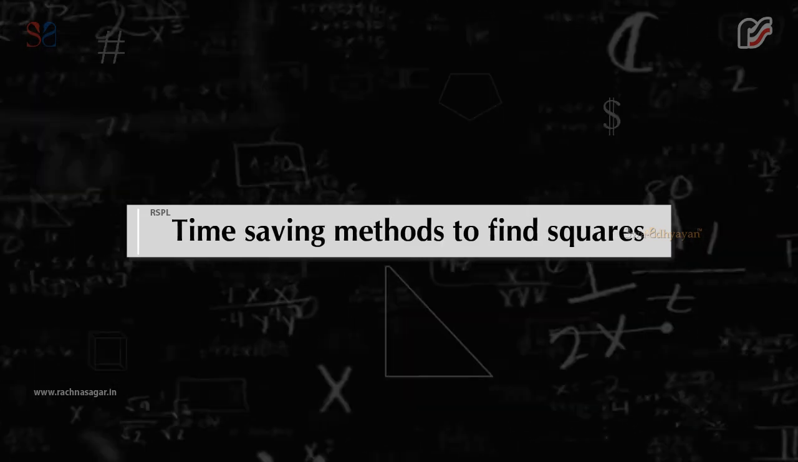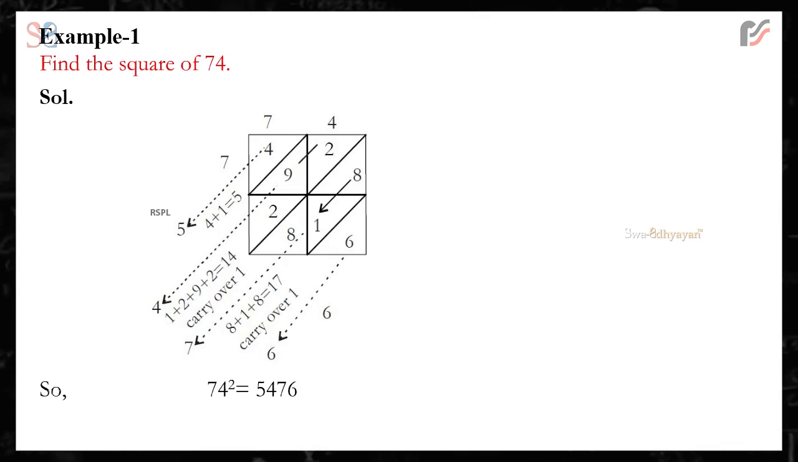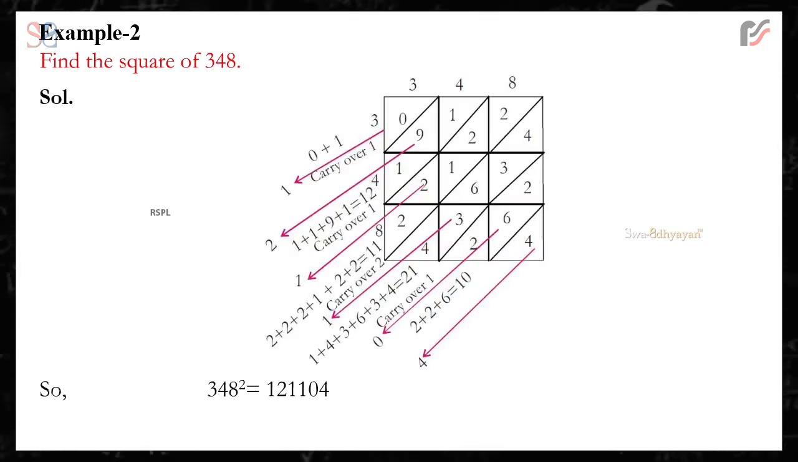Time-saving methods to find squares. Example 1. Find the square of 74. Solution. This is shown as. So, 74 square is equal to 5476. Example 2. Find the square of 348. Solution. This is shown as. So, 348 square is equal to 121,104.